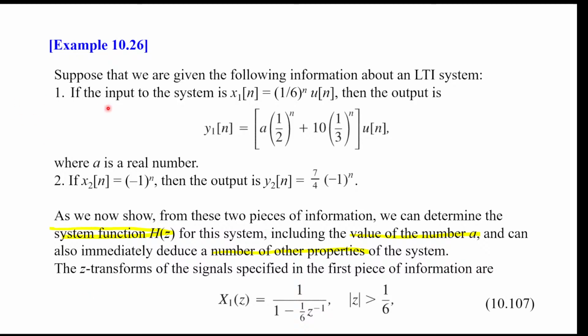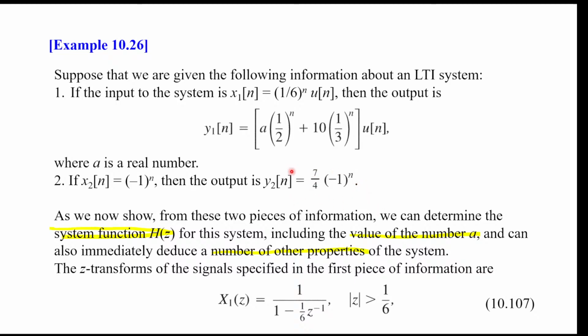Say we have two pieces of information and we want to determine the system function. Both pieces of information are an input-output pair. First, x[n] is this exponential decay function, and y[n] is this two-part exponential decay function. The second one is weirder: x[n] is (minus 1) to the n, and the output y[n] will be 7/4 times (minus 1) to the n.